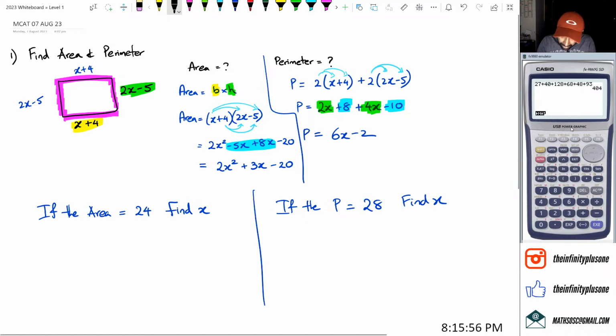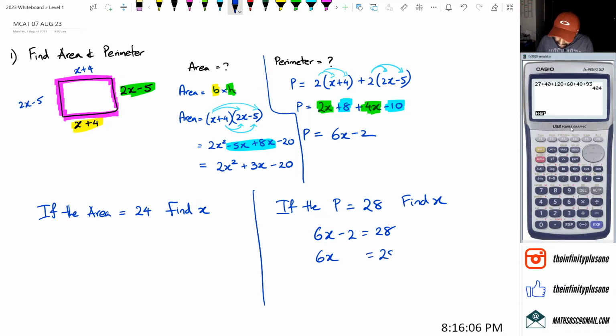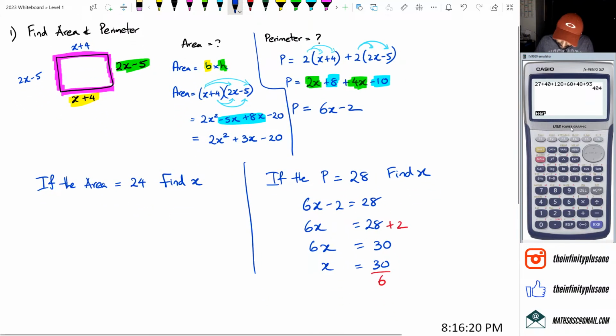With the perimeter, I did say to you that it was 28. So it's a pretty straightforward equation, because all you're going to do is go 6x minus 2 equals 28. Then you've got 6x equals 28 plus 2, then 6x equals 30, and then x is equal to 30 divided by 6. So in this case, x is equal to 5.